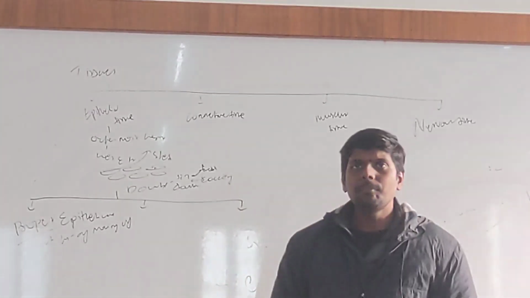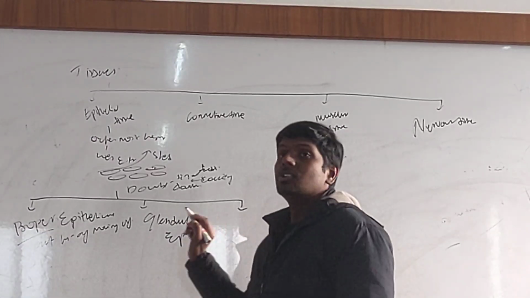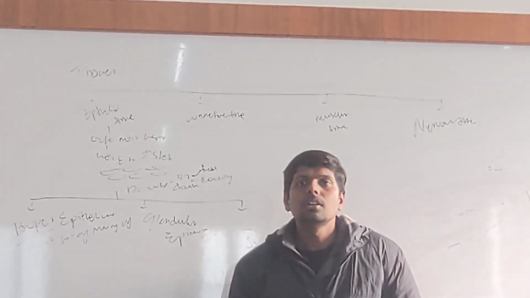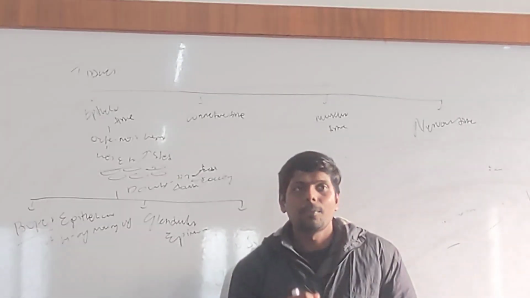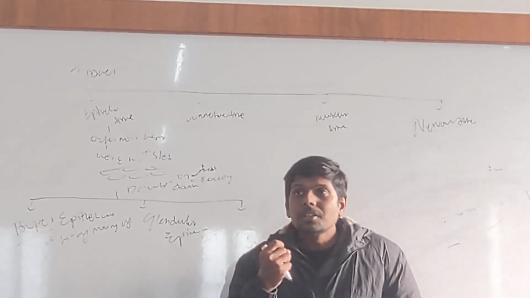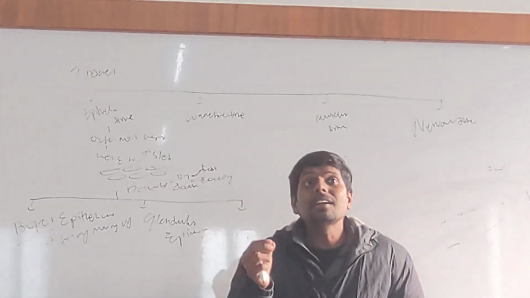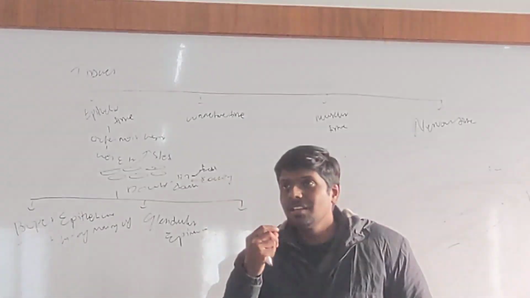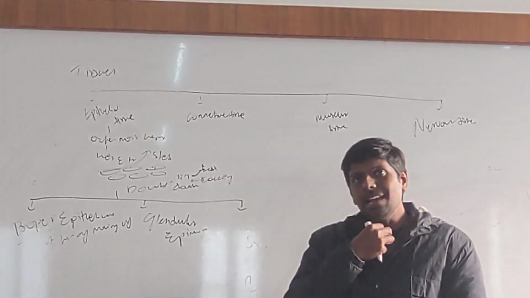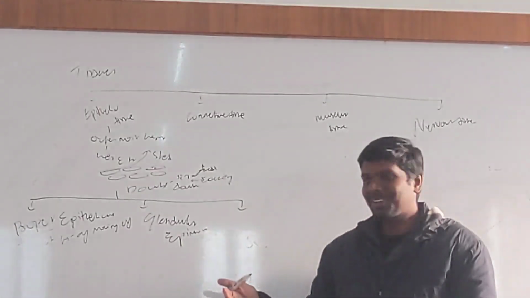Then the second one, glandular epithelium. This is the epithelium present in the glands of the human body. Can you give examples of glands of the human body, by the way? What glands do humans have? Thyroid gland. Pancreas is a gland. Then tears are released by the lacrimal gland. So tears will be from lacrimal glands. There are some glands. So the outer layer of glands will be glandular epithelium.